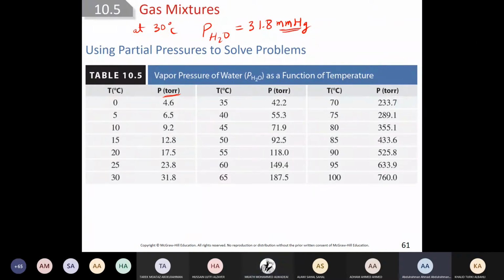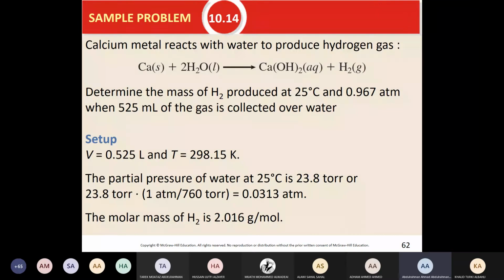How can you convert it to atmosphere? By dividing it by 760. 31.8 divided by 760. Make it atmosphere. Is this clear? Good. Let's solve this problem. Calcium metal reacts with water to produce hydrogen gas. Again, we're reacting this with water and we are producing hydrogen gas. Of course, there will be some water with the gas.